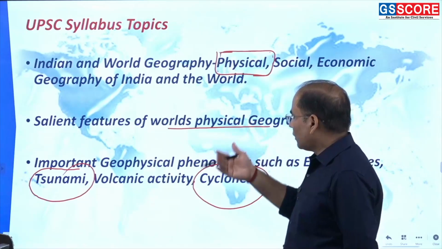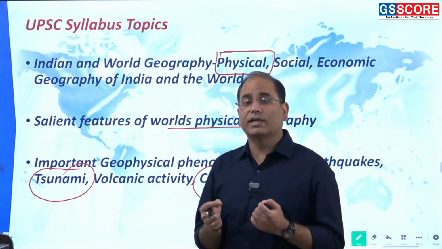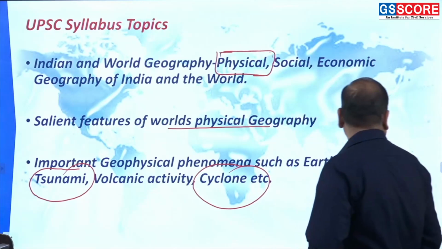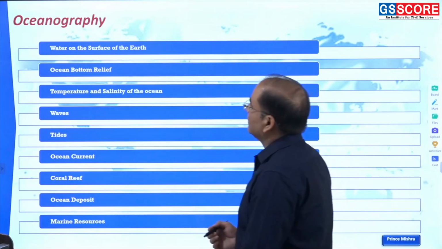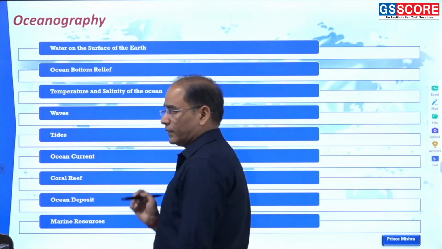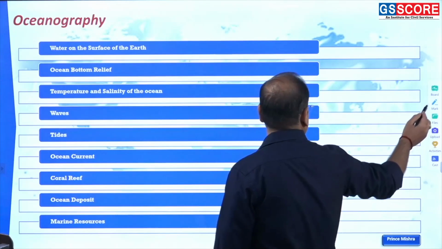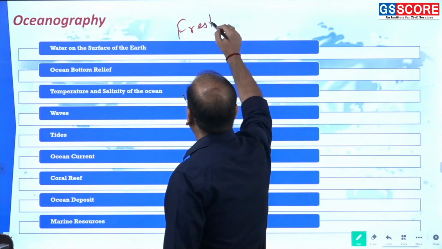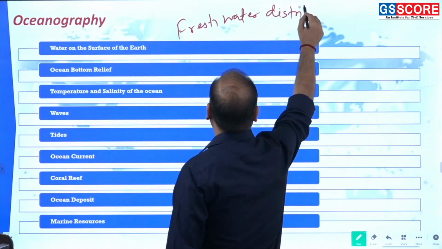But the topics of oceans are not clearly mentioned in the syllabus, that is, which detailed topics you are supposed to study. So the first topic that you are supposed to study under the ocean is the waters on the surface of the earth. What is the distribution of the water? Where do we have a presence of fresh water? Fresh water distribution.